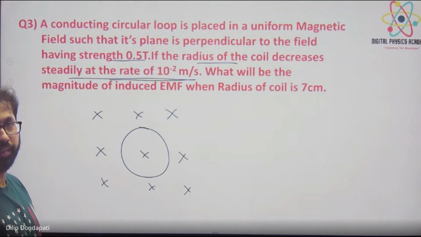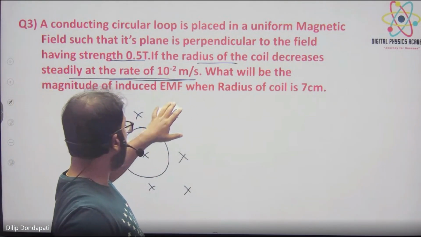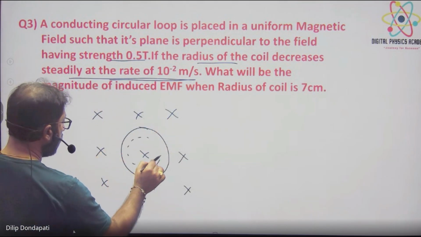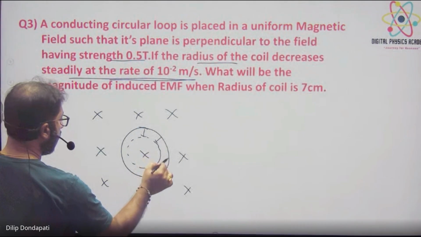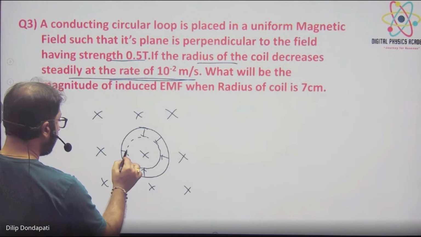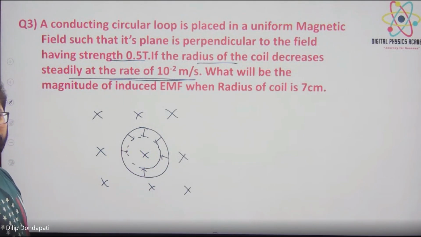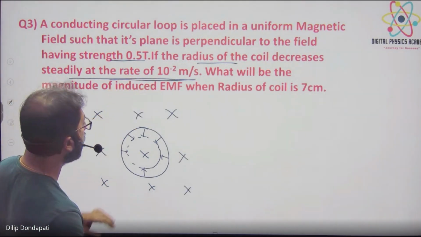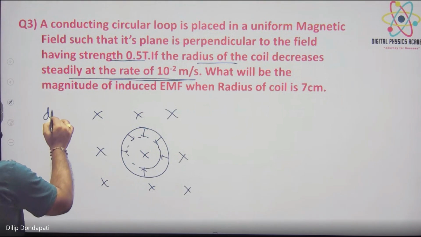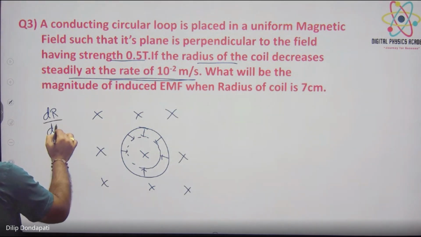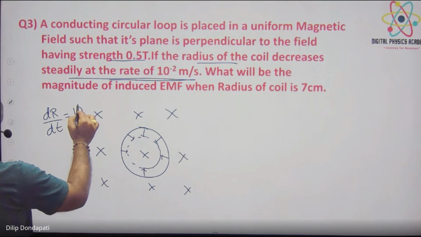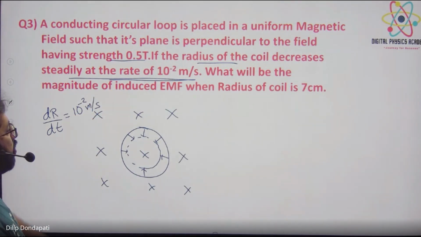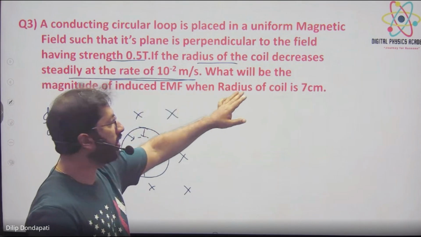meters per second, every second its radius is getting decreased, slowly decreasing. What is given is the rate of 10 power minus 2, which means dr by dt. The radius is decreasing with respect to time at 10 power of minus 2 meters per second. This is given. What will be the magnitude of induced EMF when the radius is 7 centimeters?